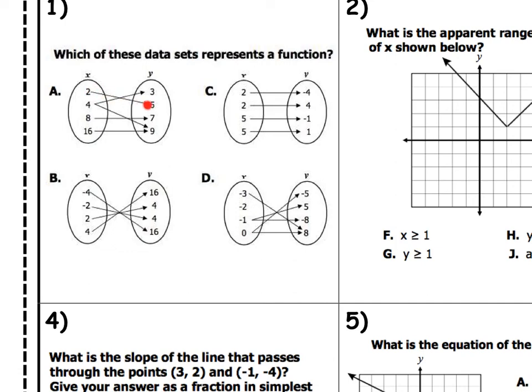So here I have 2 goes to 5, 4 goes to 3, and 4 also goes to 9. So this tells me that I'm going to have an ordered pair that's (4, 3), and I'm also going to have an ordered pair that's (4, 9). So this input of 4 has 2 outputs, and therefore this one is not a function. So you can go ahead and check the rest of them as well.